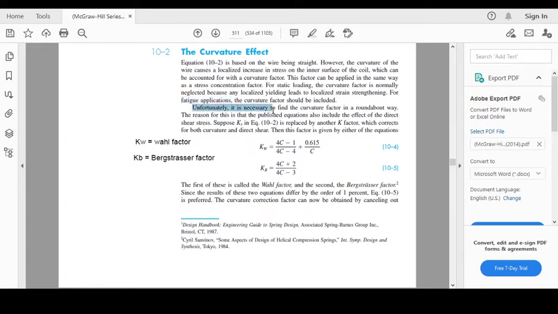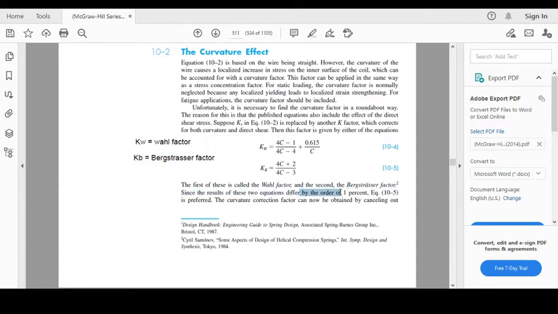Unfortunately, it is necessary to find the curvature factor in a roundabout way. The reason is that the published equation also includes the effect of direct shear stress. Suppose KS, the stress concentration factor, is replaced by another K factor which corrects for both curvature and direct shear. This factor is given by the equations KW or KB, where KW is the wall factor and KB is the Bergsträsser factor.